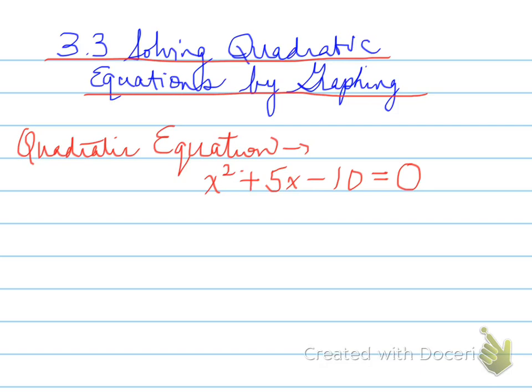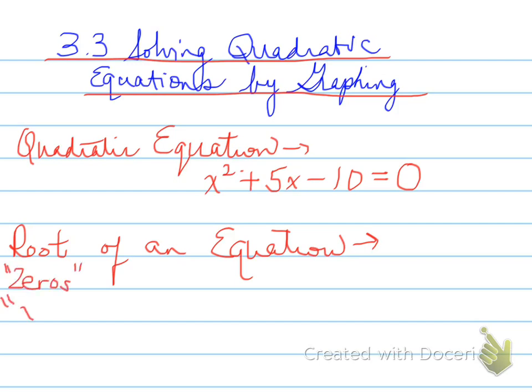For example, this quadratic equation, if you wanted to solve something like this, you would need to factor the equation and find the roots. The root of an equation is also known as the zeros. So when you set the equation equal to 0, that's known as the zeros. If you set the equation equal to 0, it's also known as the roots. Another way to say it is the x-intercepts, or finally you can say it's the solutions.